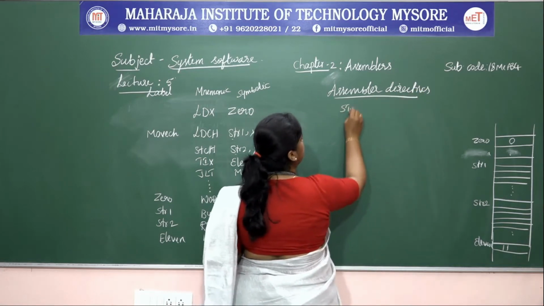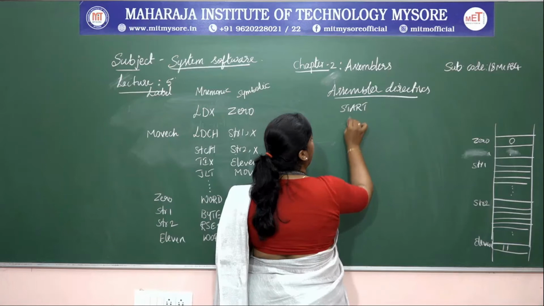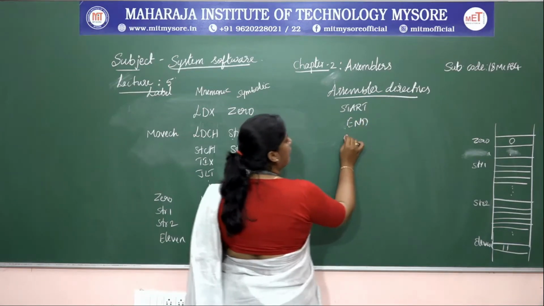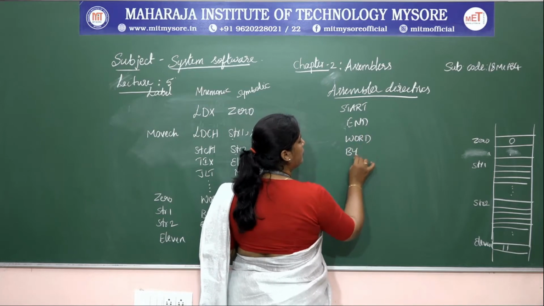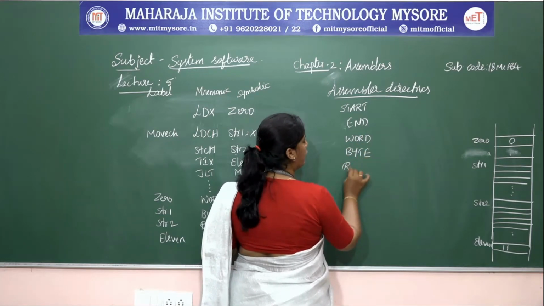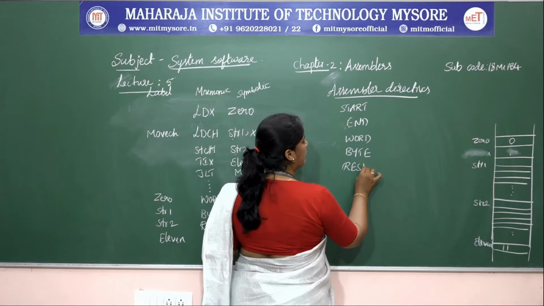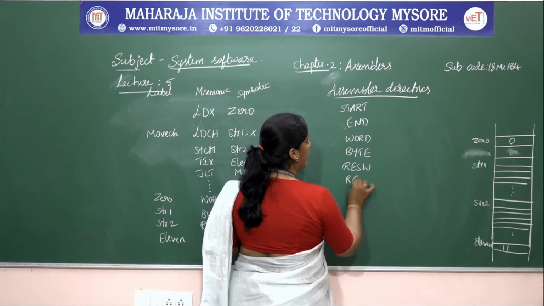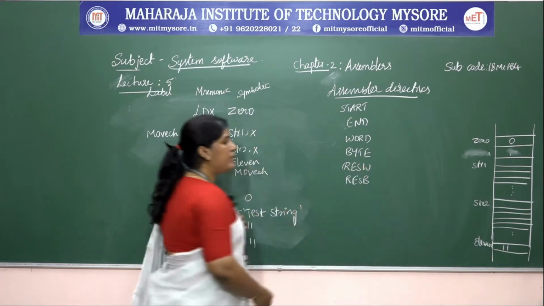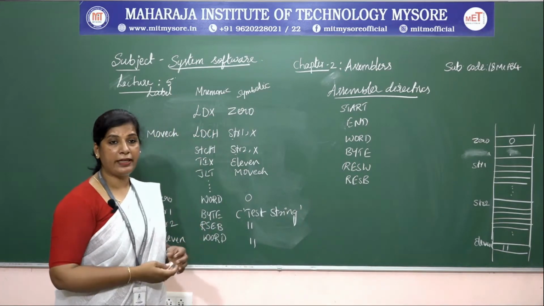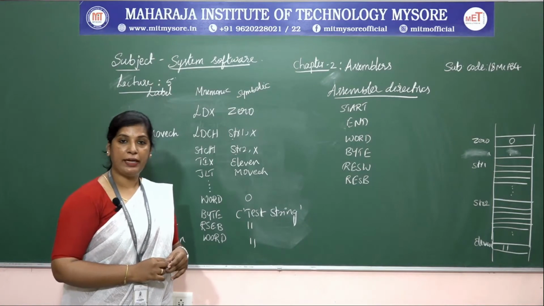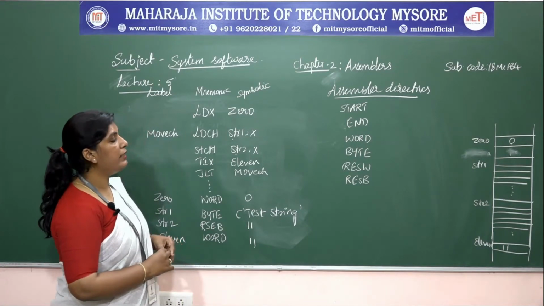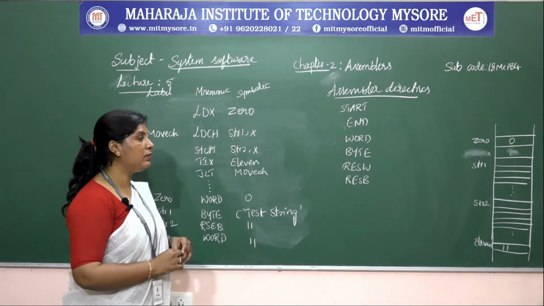Start, end, word, byte, reserve word, and reserve byte. Some more assembler directives are there, but these are the basic assembler directives which we use when writing a program: start, end, word, byte, reserve word, and reserve byte.